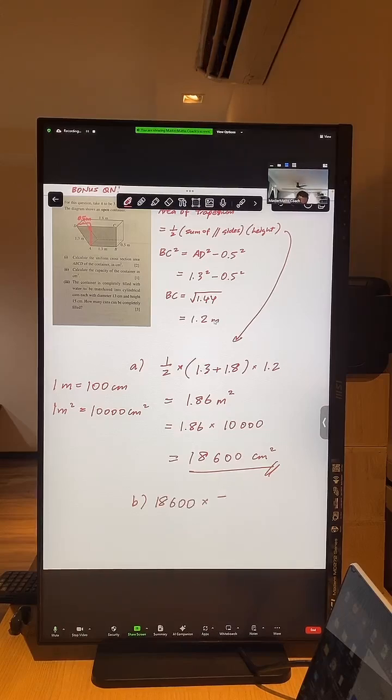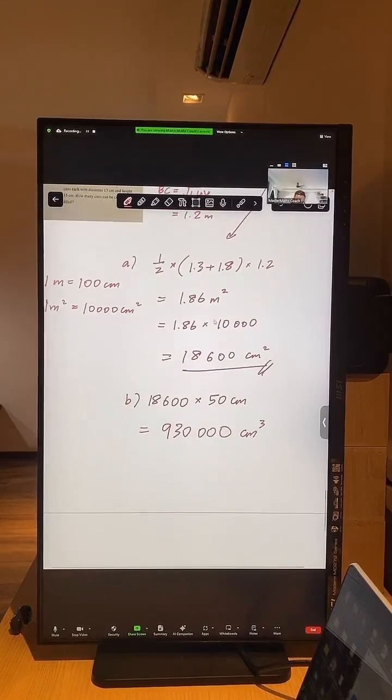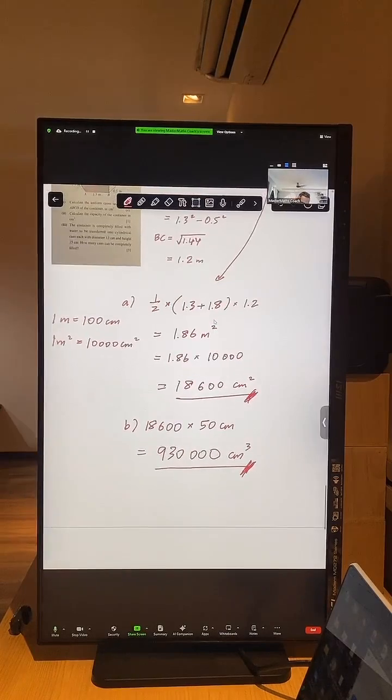Okay, times 50 cm, because 0.5 meters is 50 cm. So 18,600 times 50, that will give me 930,000 cm cube. And those of you who know your volume well, you know that 930,000 cm cube is actually 930,000 milliliters. And then of course you can convert from milliliters to liters.